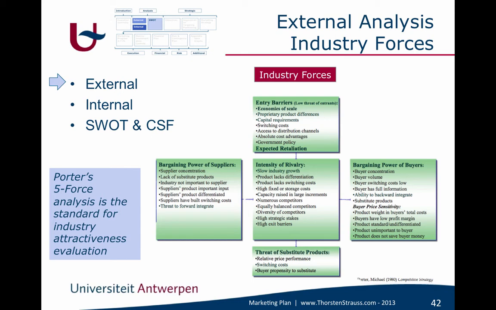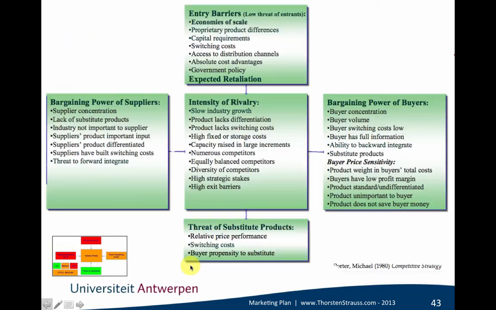5-force analysis, basically because you look at entry barriers, and this is economies of scale and expected retaliation. You look at the intensity of the rivalry of the industry, that's the internal thing. You look at the bargaining power of buyers and the threat of substitute products, as well as the bargaining power of suppliers. I have given you a bigger slide here so you can actually read it, and then you can go through all of these points. I'm not going to go through all of these points here, but I gave them to you so you know what to look at. Let's go just for entry barriers.